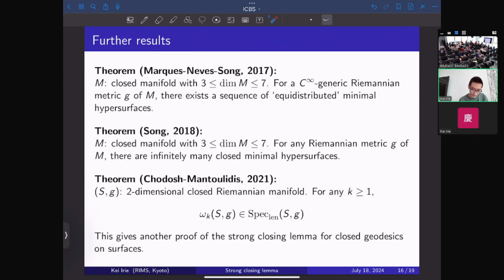And the third theorem, by Chodosh and Mantoulidis, showed that for any two-dimensional closed Riemannian manifold and for any positive integer k, the volume spectrum omega_k of (S, g) is an element of the length spectrum, which means that this is a finite sum of lengths of closed geodesics. In other words, the volume spectrum satisfies the spectrality for closed geodesics. So this gives another proof of the strong closing lemma for closed geodesics on surfaces.